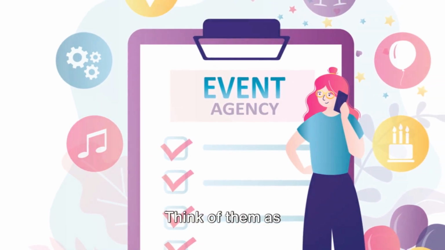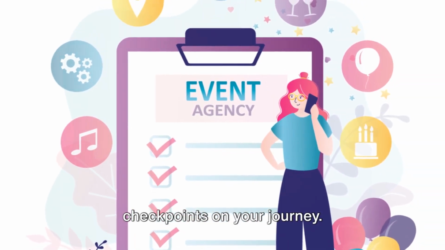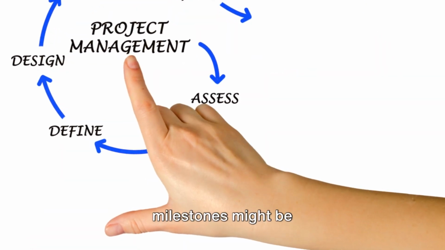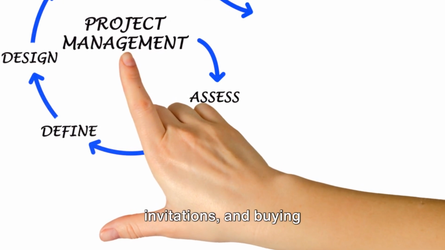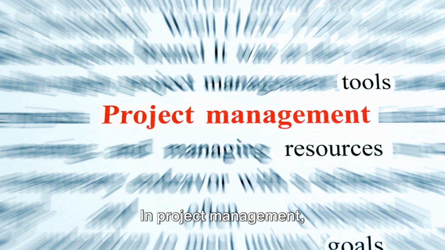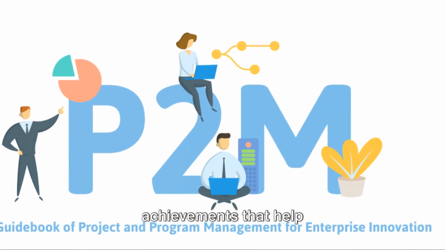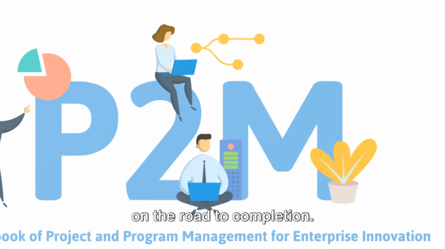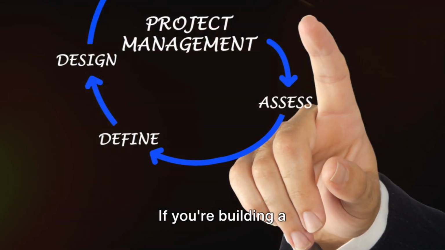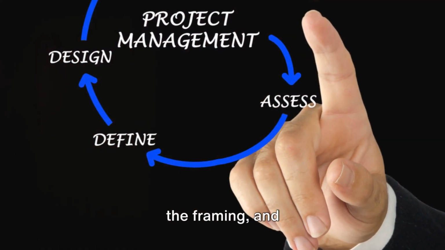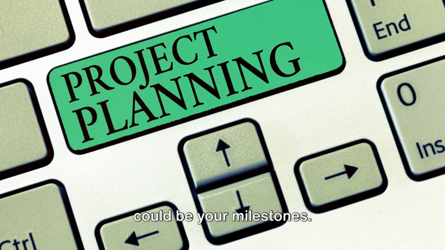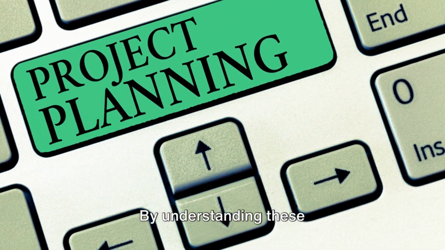Now let's talk about milestones. Think of them as checkpoints on your journey. For your party, milestones might be booking the venue, sending out invitations, and buying the supplies. In project management, milestones are significant events or achievements that help track progress. They're like signposts on the road to completion. If you're building a house, laying the foundation, completing the framing, and finishing the interior could be your milestones.